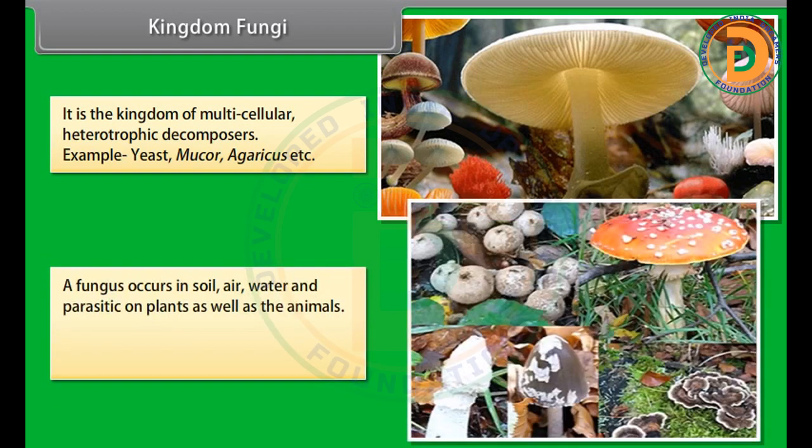Kingdom Fungi. It is the kingdom of multicellular heterotrophic decomposers. Examples: yeast, Mucor, Agaricus, etc. A fungus occurs in soil, air, water, and is parasitic on plants as well as animals. They are non-chlorophyllous organisms. Their body consists of hyphae.